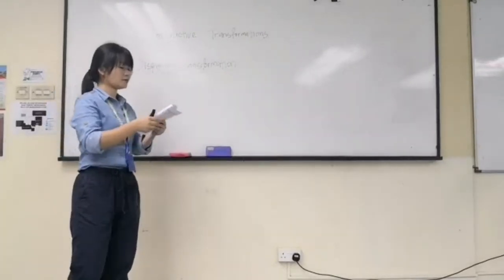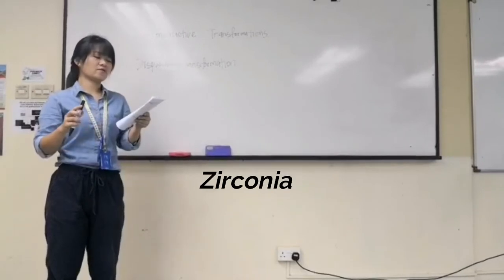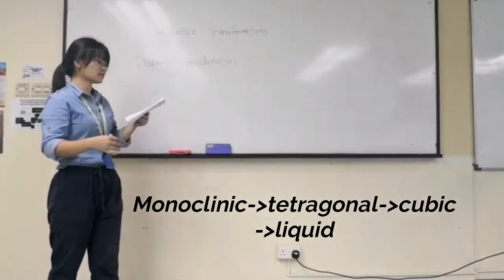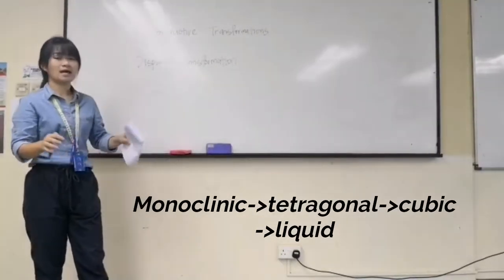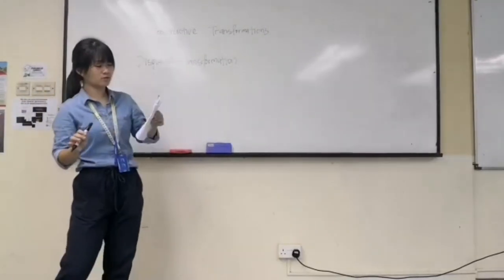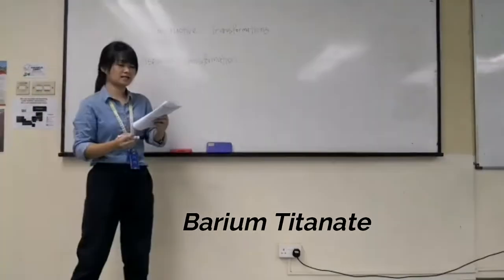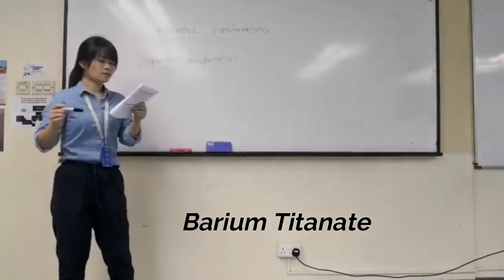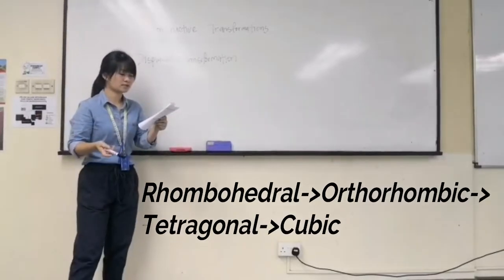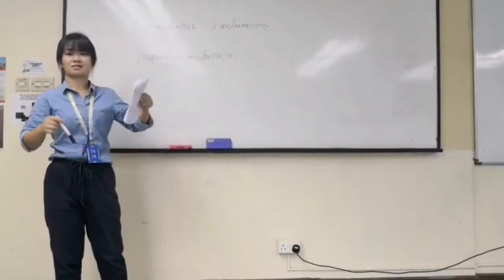An example is zirconia. Upon heating under 1 atm, ZrO2 goes through the following transformation: from monoclinic to tetragonal to cubic and then to liquid. So it exhibits 3 well-defined polymorphs: monoclinic, tetragonal and cubic. Another example is barium titanate. On heating, it goes from rhombohedral to orthorhombic to tetragonal and then to cubic, and it has a distorted perovskite structure.